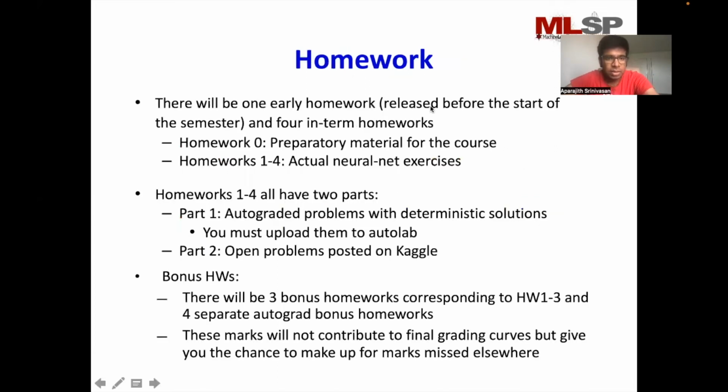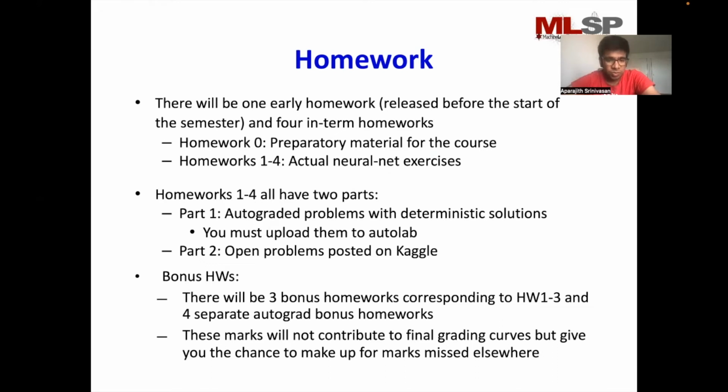Going on to homeworks, there'll be one early homework before the start of the semester to prepare you for the course, which is homework 0. This is for students to get to know more about Python, NumPy, basics of PyTorch, and so on. Homework 1 to 4 are the actual neural network exercises. All homeworks from 1 to 4 will have 2 parts. Part 1 is the auto-graded problem with deterministic solutions. You'll be uploading your solutions onto AutoLab. Part 2, the interesting part, is the open problems posted on Kaggle as a competition.